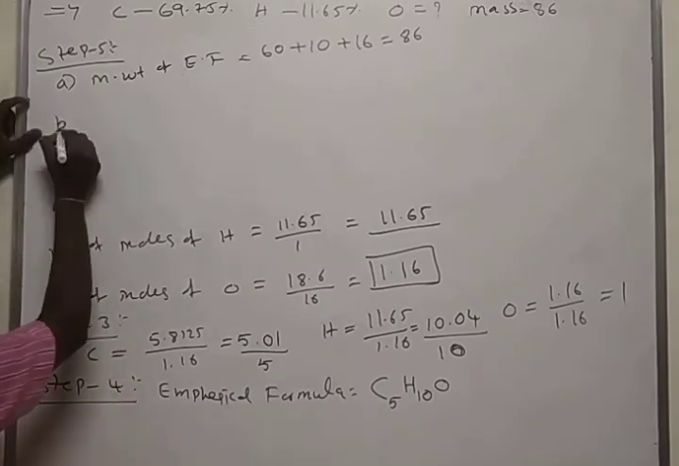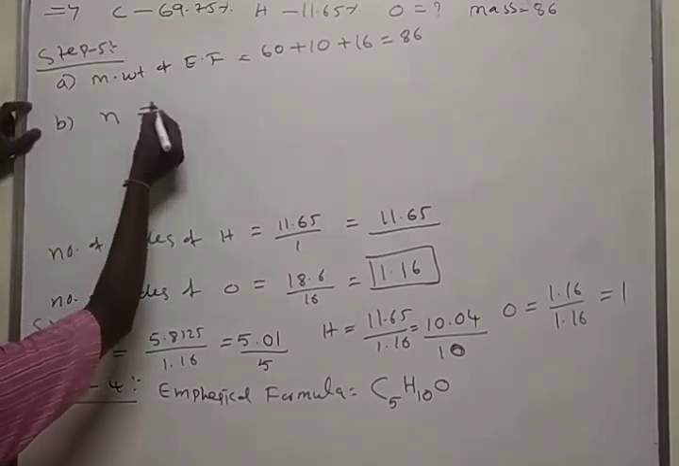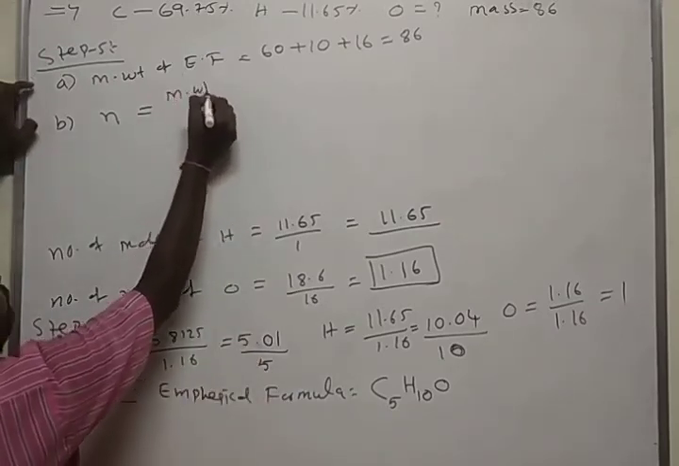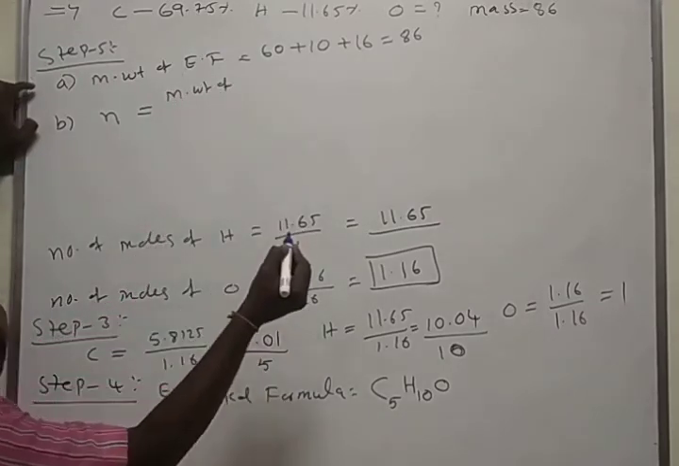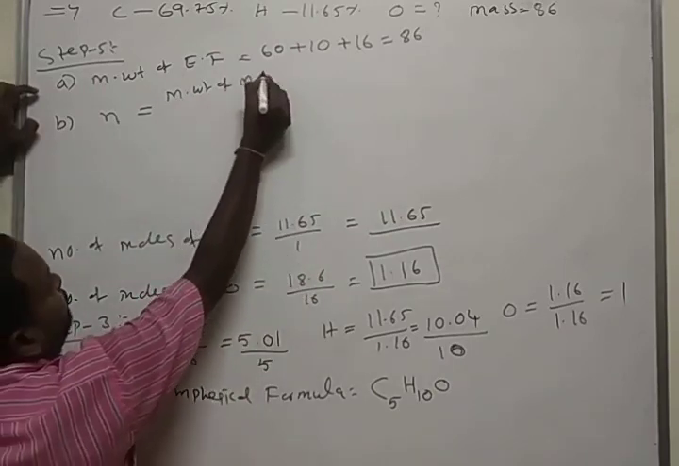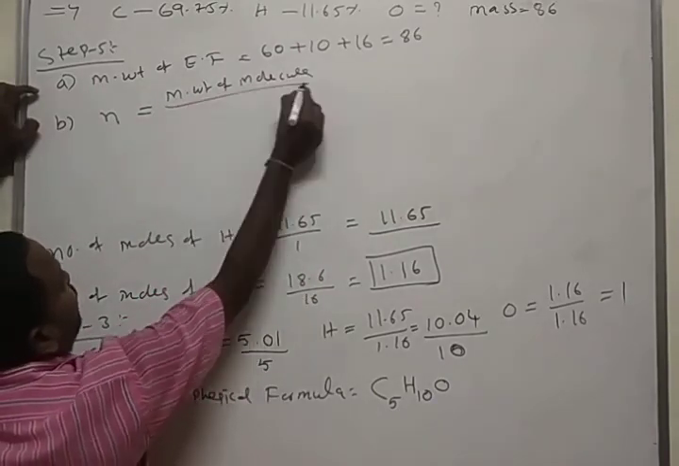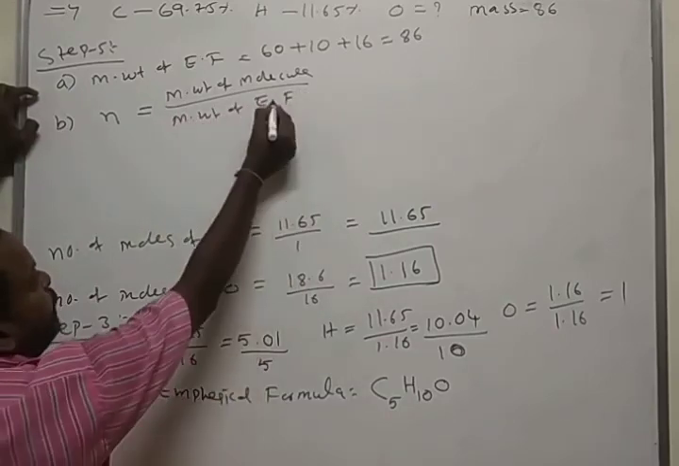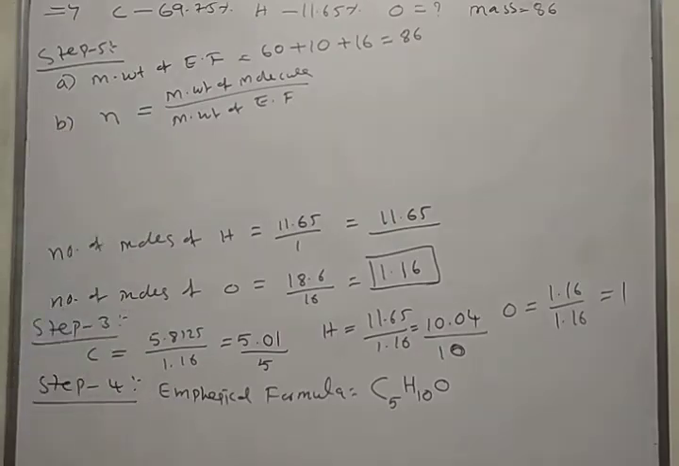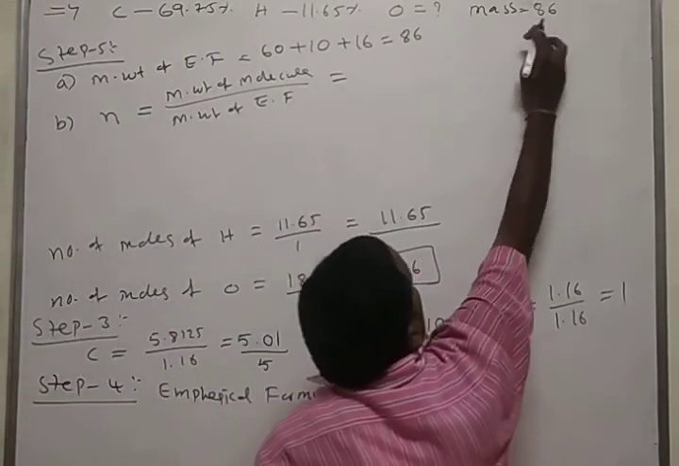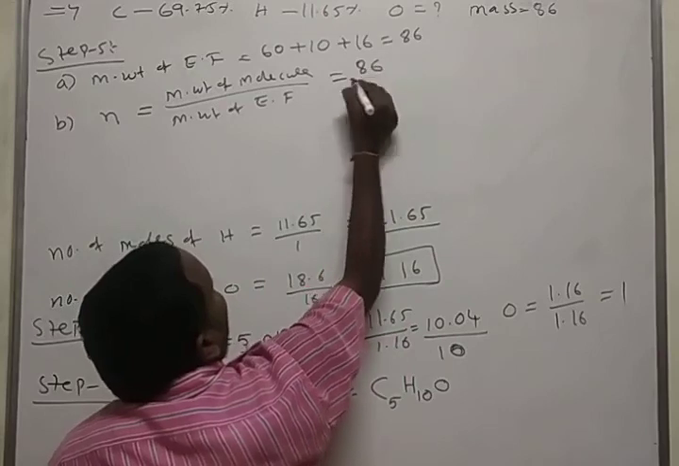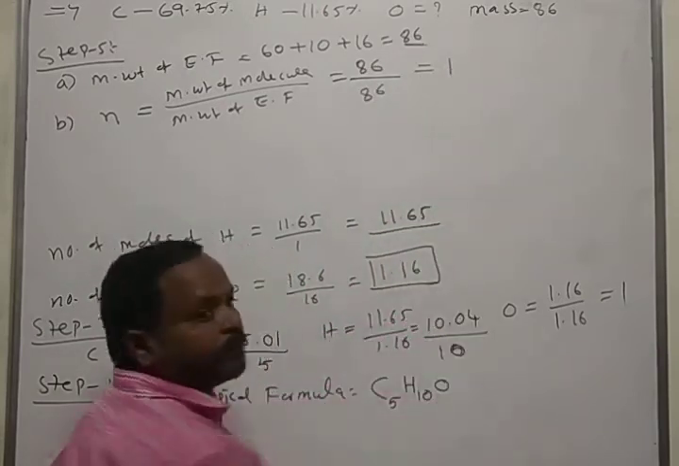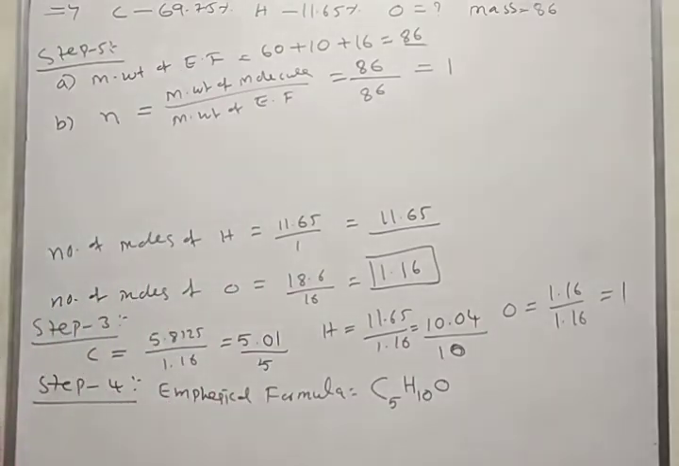Then in the second step we calculate N. N is equal to the molecular weight of the molecule by the molecular weight of the empirical formula. The molecular weight of the molecule is 86, and of the empirical formula is also 86. So N is equal to 1.